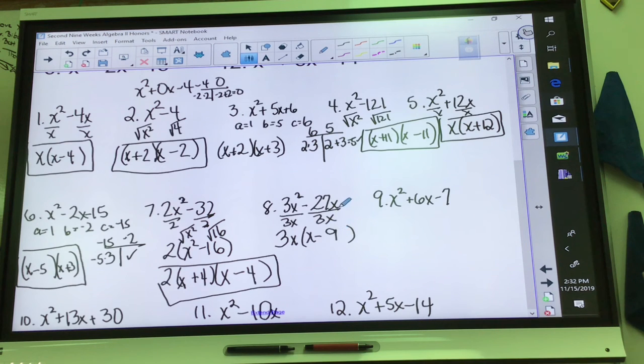-9. Then students think this is a difference of squares. What keeps this from being a difference of squares? The x isn't squared. So this is done. That one's finished. I can't do anything else with it.